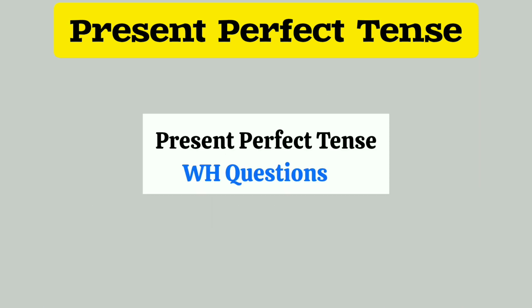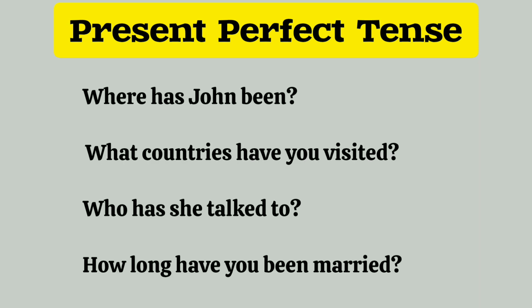Now, how to ask a WH question in the present perfect tense? Let us have a look here. Where, what, who, how. All these go at the beginning of the question. The first one, where has John been? Notice we follow the WH word with has or have. Here I have used has because the subject is John and John is a he. And then we follow with the past participle of the verb. Where has John been? John has been home or on vacation.